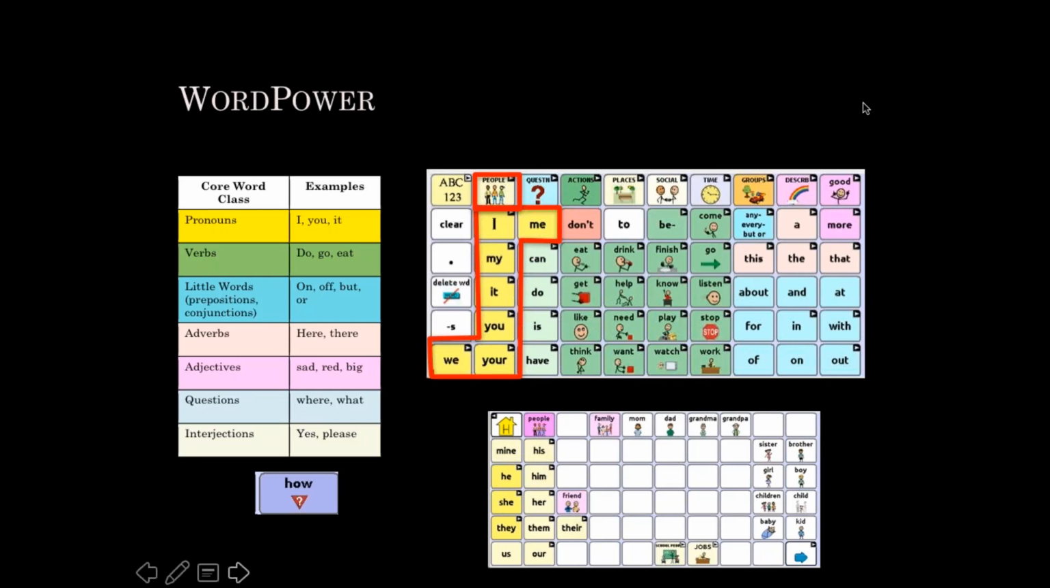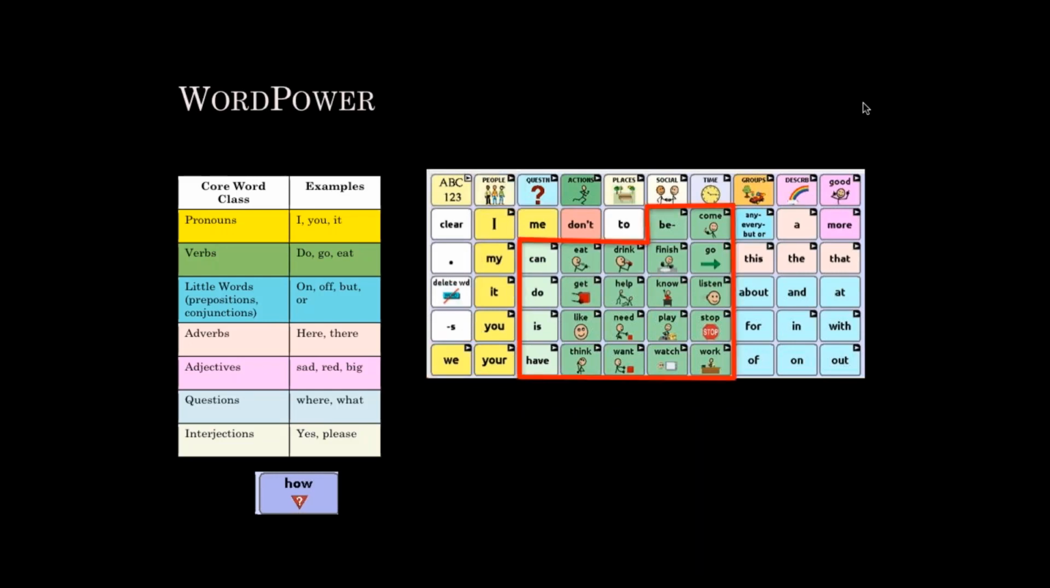The next one is verbs, which are in green. We have the top 24 most frequently used verbs. On the left, we have a lighter shade of green, and those are helping verbs, which is why they're color-coded that way. You can also see they're alphabetized within each category: become, eat, drink, finish, go, get, help. The helping verbs aren't in that alphabetization. This helps you as a communication partner find those verbs.